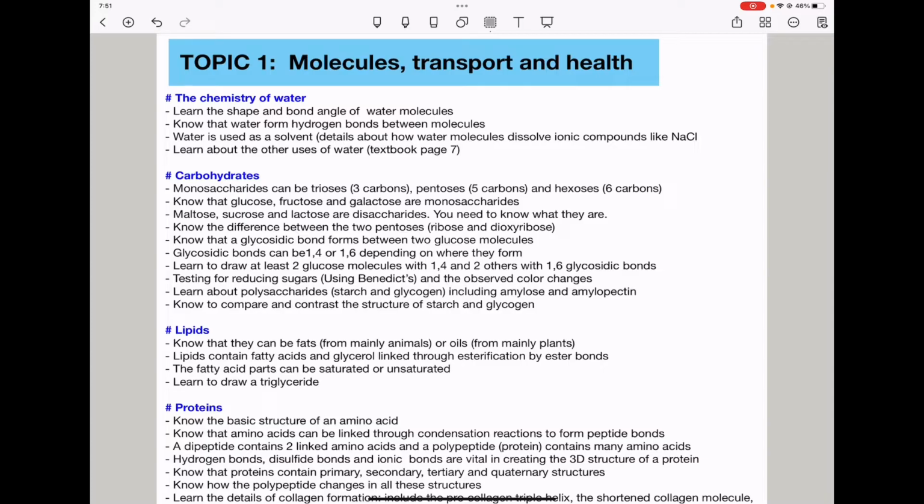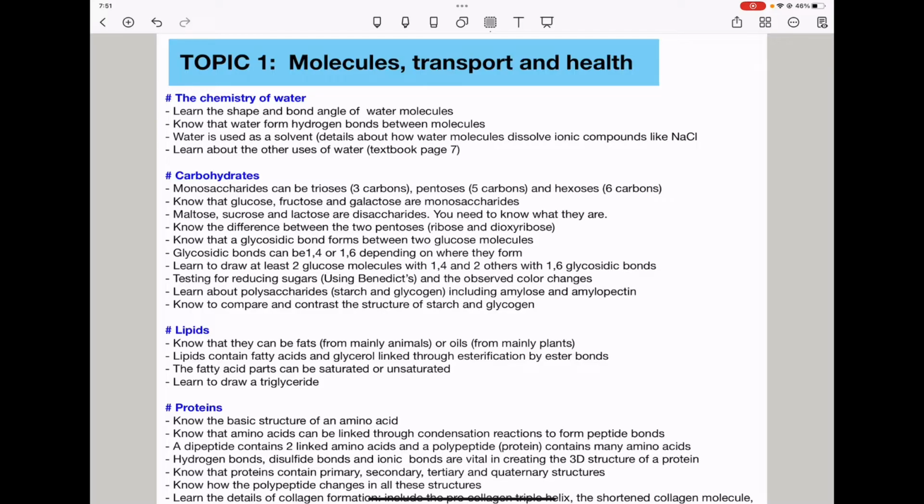they are, meaning maltose is a mixture of glucose and glucose, sucrose is glucose plus fructose, and lactose is glucose plus galactose. You need to know the differences between the two pentoses, which are ribose as well as deoxyribose.